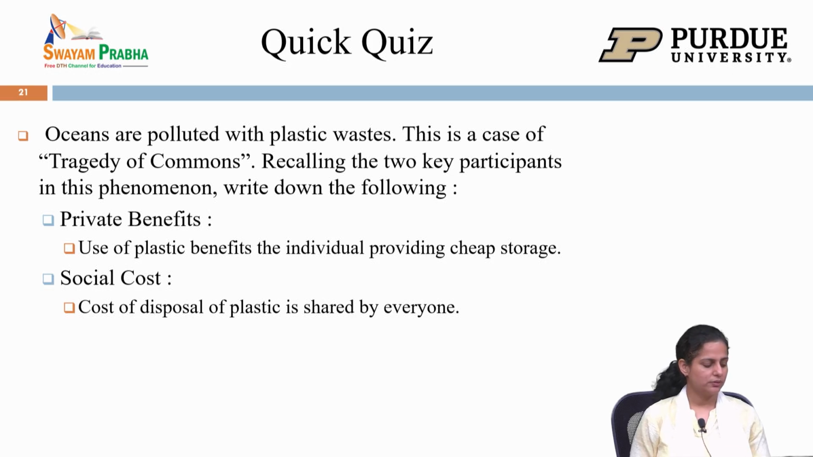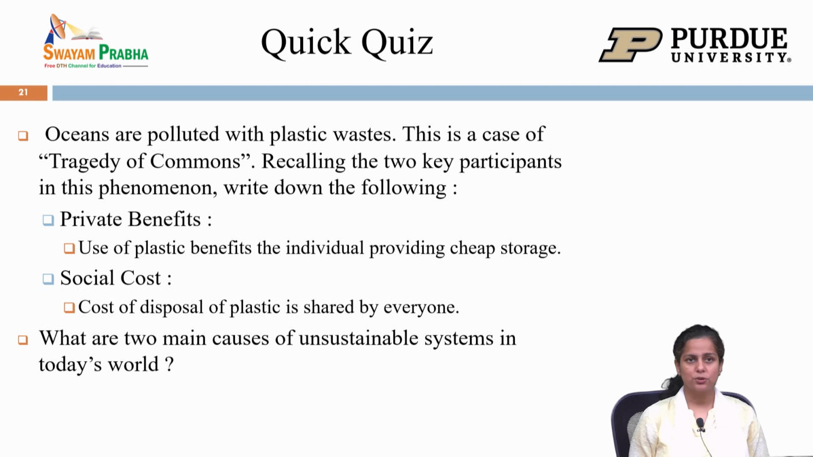Your next question is, what are the two main causes of unsustainable systems in today's world? Please write those two main causes in 30 seconds.